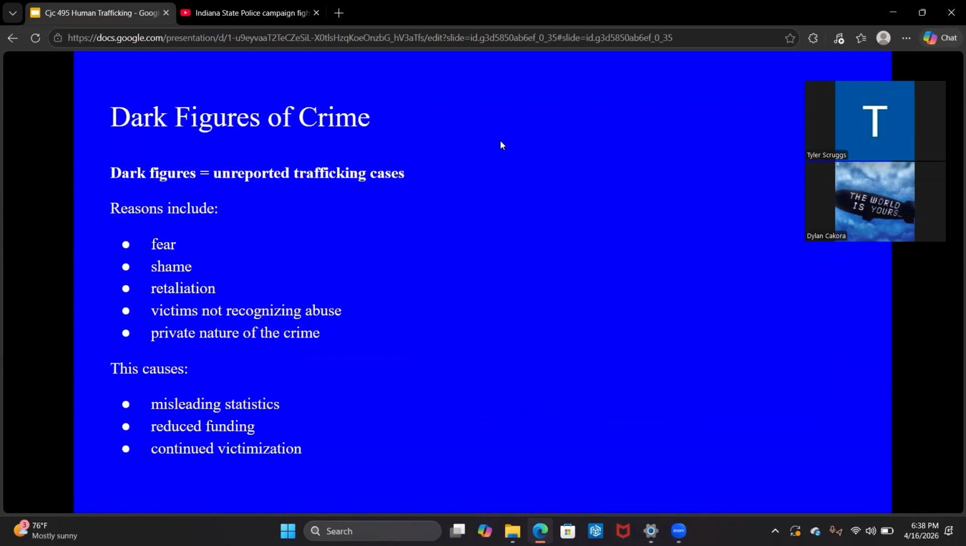A very important thing to note when tracking human trafficking statistics are dark figures. Dark figures are unreported trafficking cases that do not get reported to law enforcement. They're in many other types of crimes too, but it's specifically prominent in human trafficking. The reason why it's so prominent is fear, shame, retaliation, victims not realizing they're being abused, and the private nature of the crime. This leads to misleading stats, reduced funding from government agencies, and continued victimization for those who have no way out.